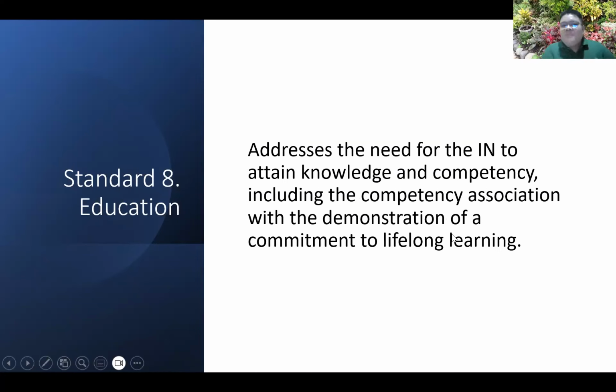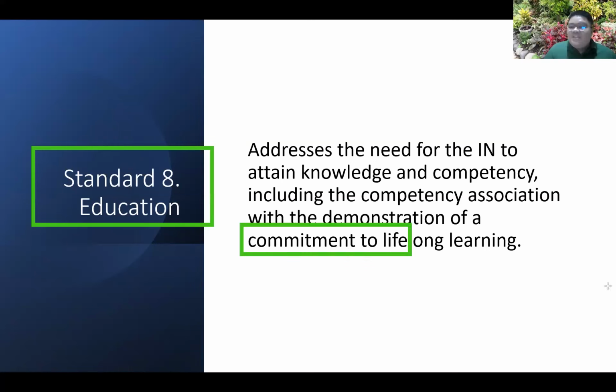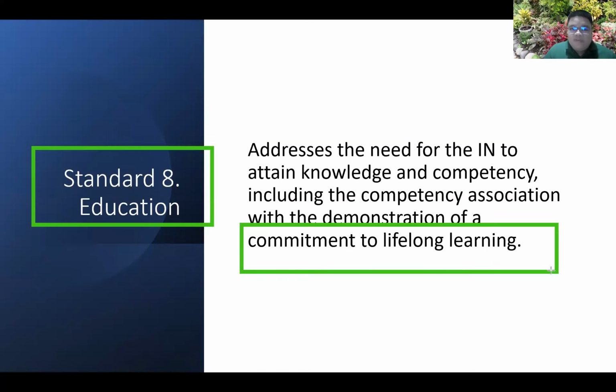Then education. Class, as an IN, informatics nurse, we need to address the need to attain knowledge and competency, including competency association with the demonstration of commitment to lifelong learning. Kindly highlight the words lifelong learning. Okay? So class, ano pong ibig sabihin ng standard 8? We are encouraged to continuously learn. Okay? Hindi po ibig sabihin na feeling natin expert na tayo, we stop learning.